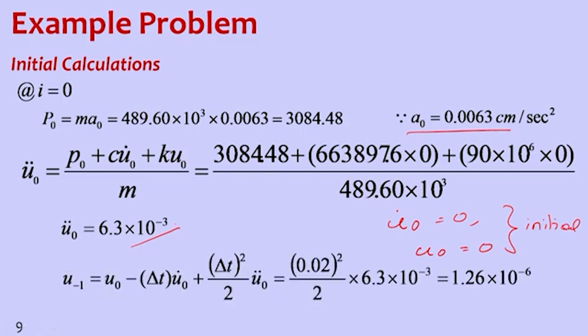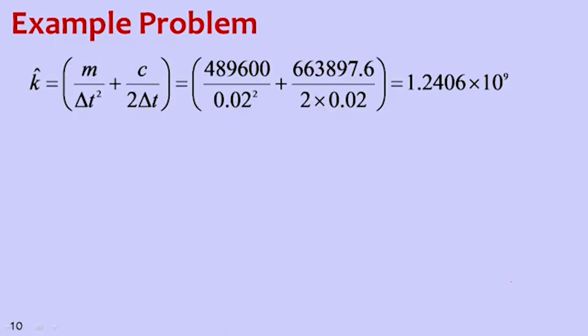As already discussed, in calculating U at 0, we need to calculate U minus 1, which is the imaginary value, using U0 minus delta t into U dot 0 plus delta t whole square by 2 U double dot 0. Now delta t is 0.02, the sampling frequency, and U dot 0 is 6.3 into 10 to the power of minus 3, which we got before. So calculating U minus 1, we get around 1.26 into 10 to the power of minus 6. This is the displacement at the minus 1 step, the imaginary step.